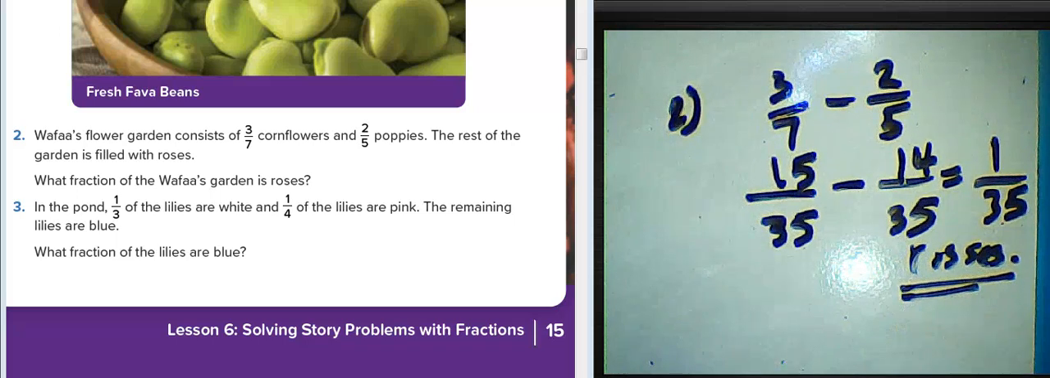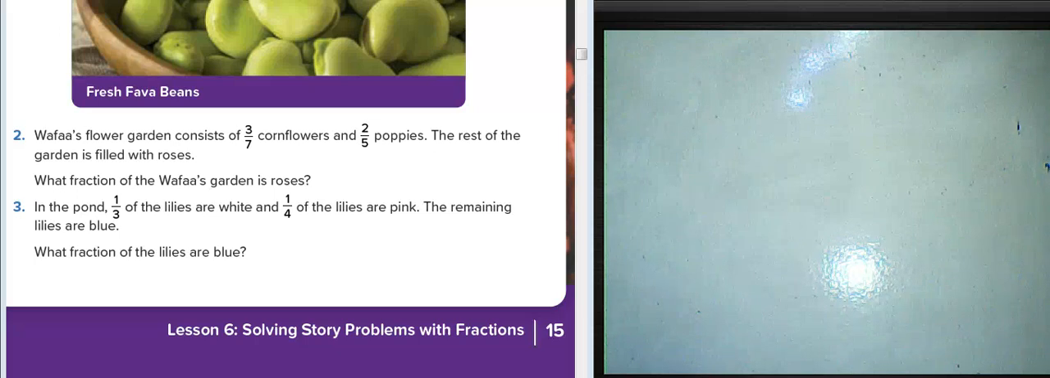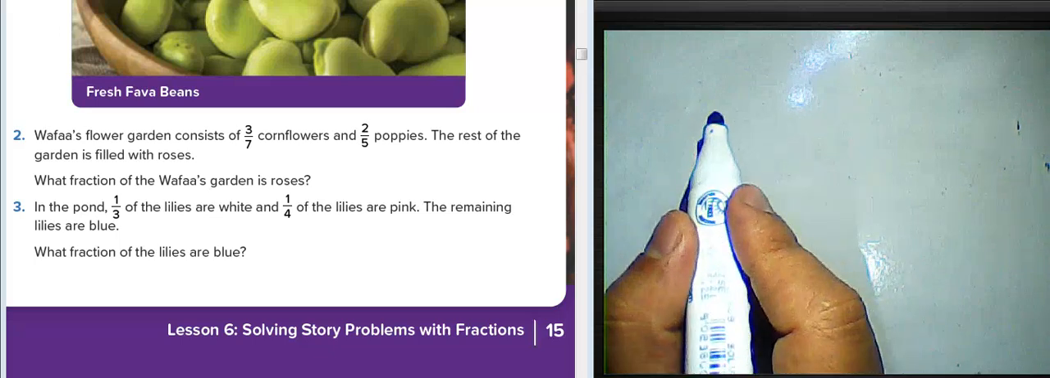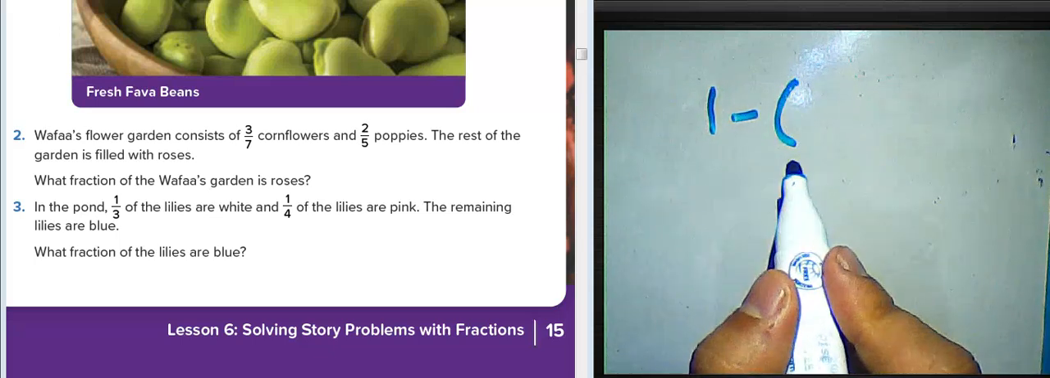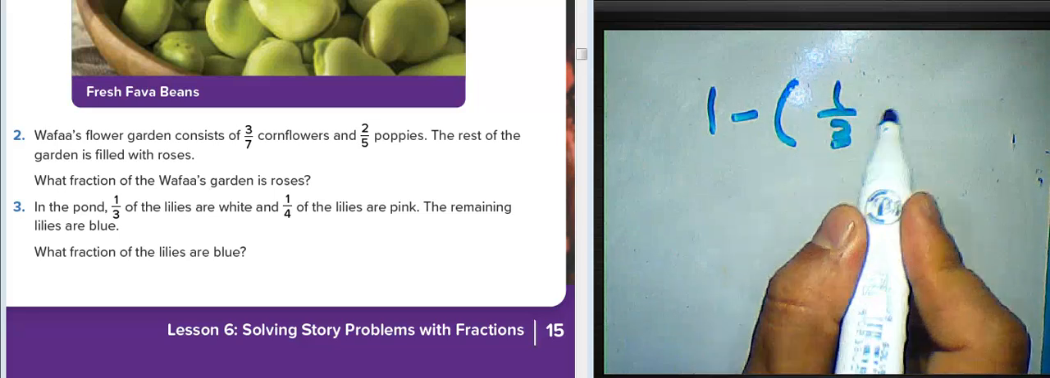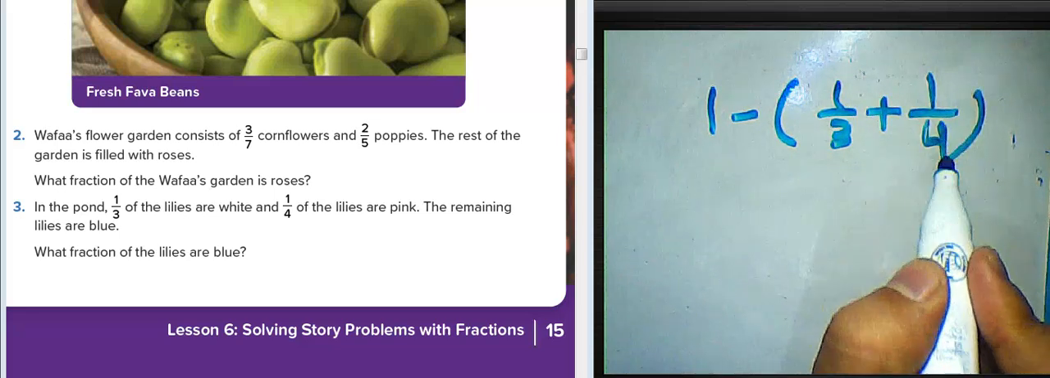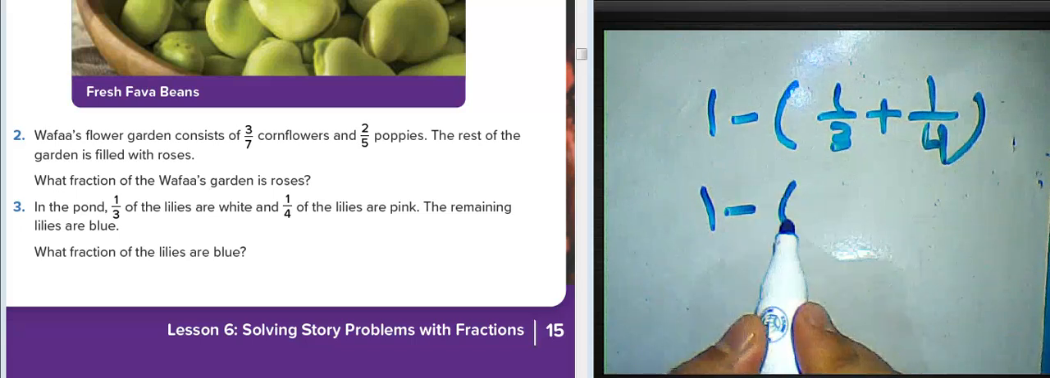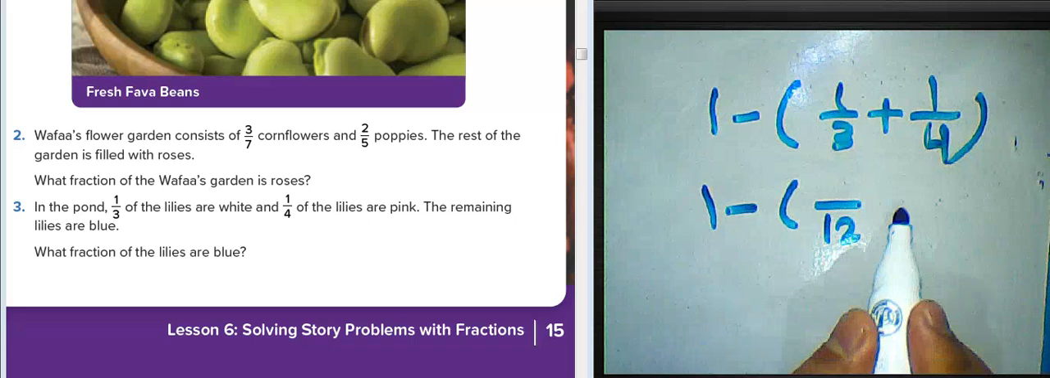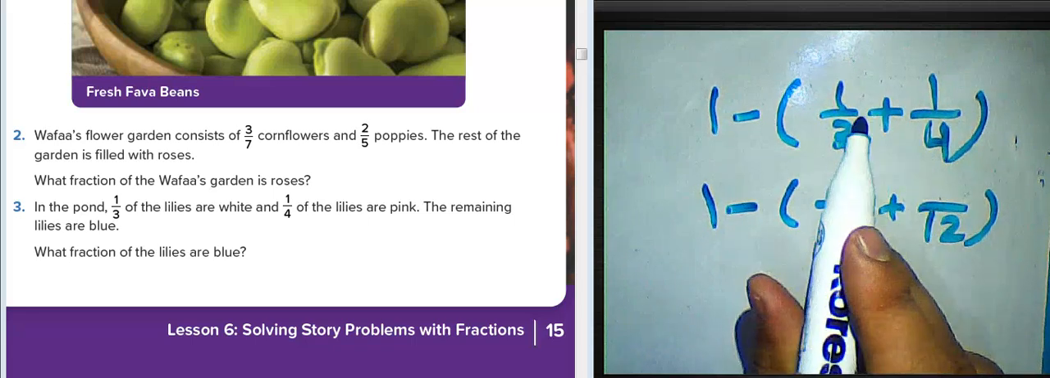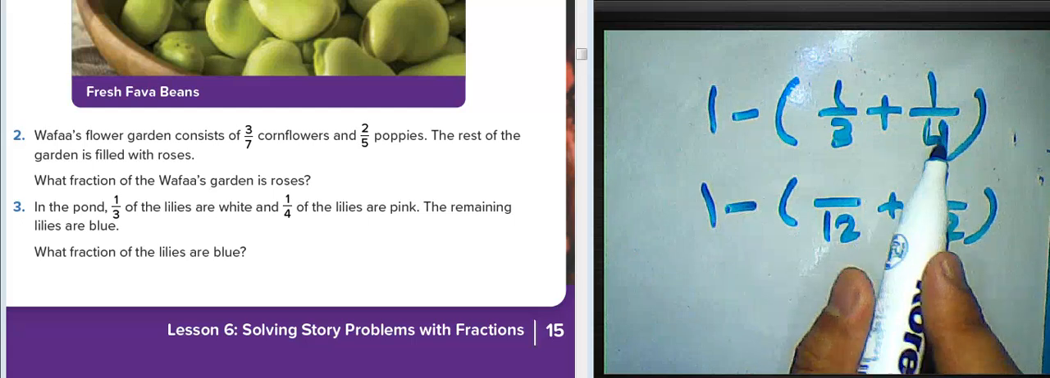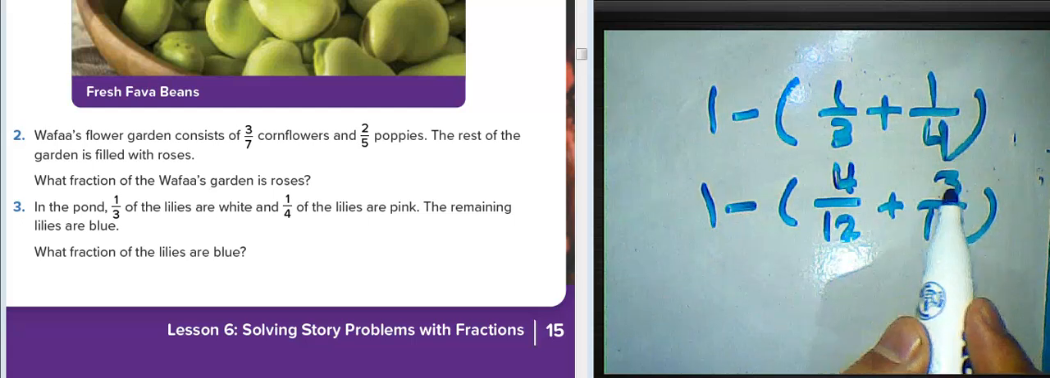Question number 3. In the point, a third of the lines are white and 1 over 4 of the lines are pink. The remaining lines are blue. What fraction of the lines are blue? We can find the result by subtracting from 1. 1 subtract the sum of 1 over 3 and 1 over 4. Here we can find the least common multiple between them. It will be 12. Write 12 here. 3 times 4 equals 12. 4 times 1 equals 4. 3 times 1 equals 3.